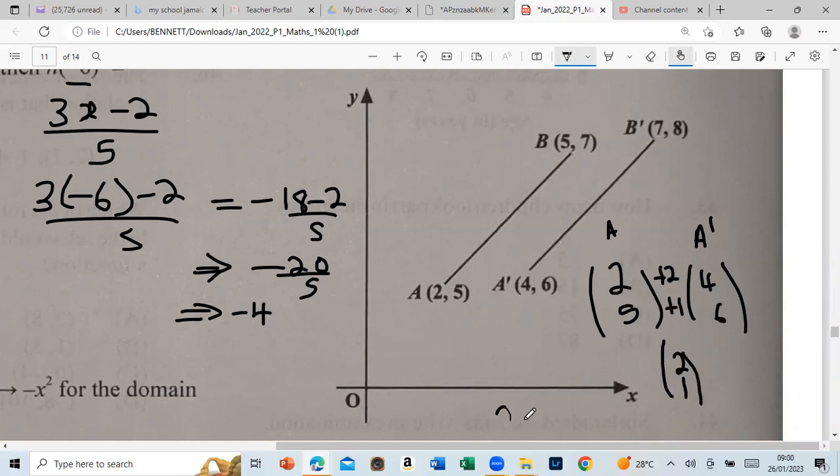Or if you want to write it this way, I don't know how to write it. But I've seen it before.